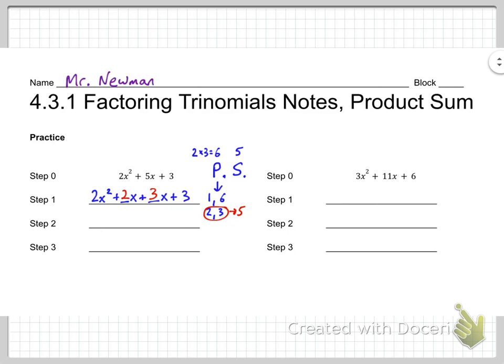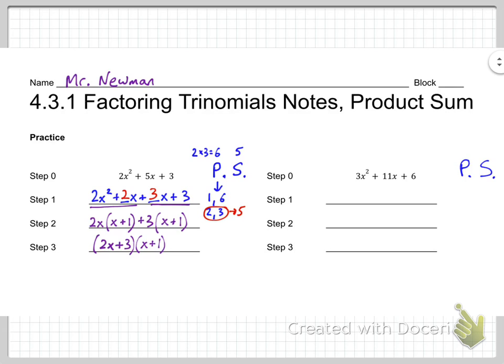Then we're going to GCF the first 2 terms. I see a 2x is the greatest common factor between those two, and we're left behind with x plus 1. And then a 3 is the greatest common factor for the next 2, and we're left behind with x plus 1 there. Then the last step is just writing both binomials. So you see x plus 1 is one of them, and 2x plus 3 is the other. So 2x plus 3 times x plus 1.